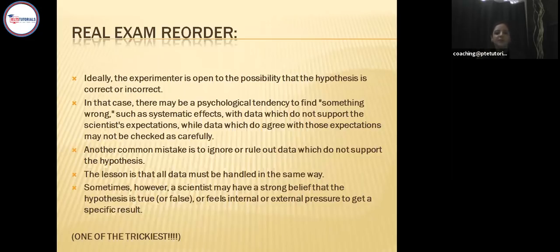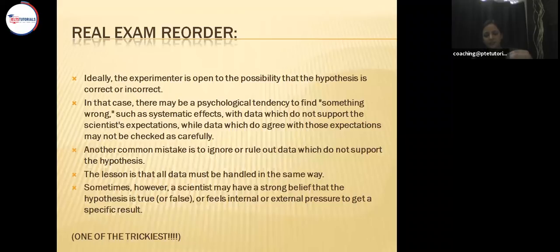Now what will be my second statement? Haven't described. Another common mistake. Let me do one error first, then we will see where we will put another common mistake. The lesson, keep it aside, it is going to be at the end. Sometimes, however, a scientist may have a strong belief. Now try to connect it with the first one.